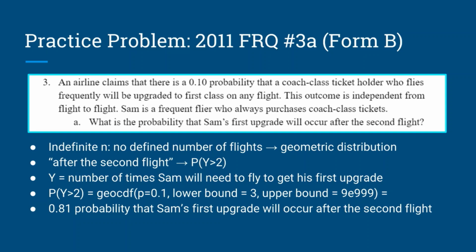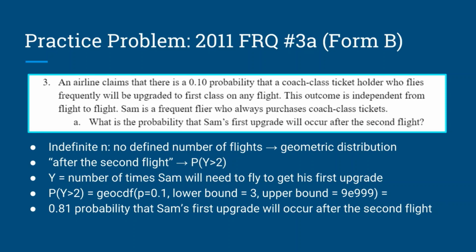This is another problem repurposed from the 2011 FRQ number 3 from Form B, as you can see here. Okay, so in this problem, each flight is a coin with a 10% probability of getting an upgrade. Since we're concerned with when Sam receives his first upgrade, this is a geometric setting. Let's define Y as the number of times Sam will need to fly until he gets his first upgrade.